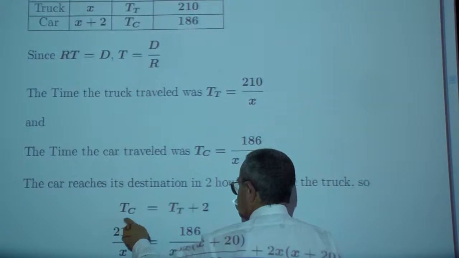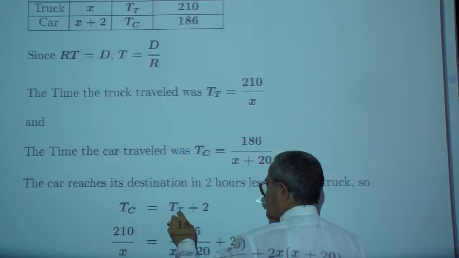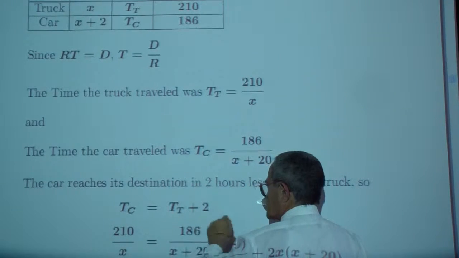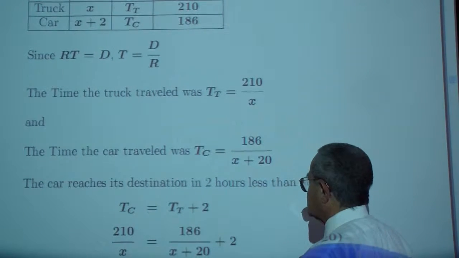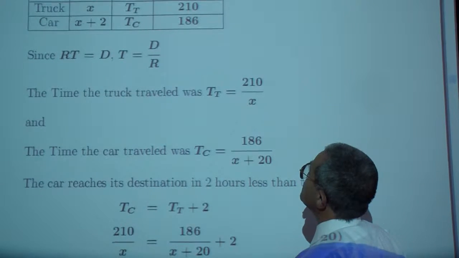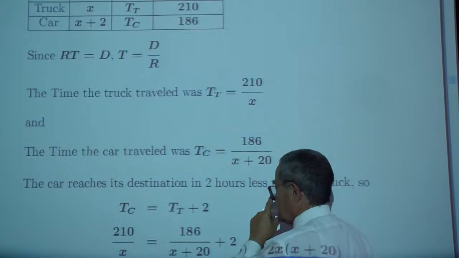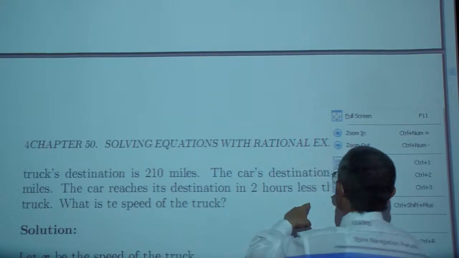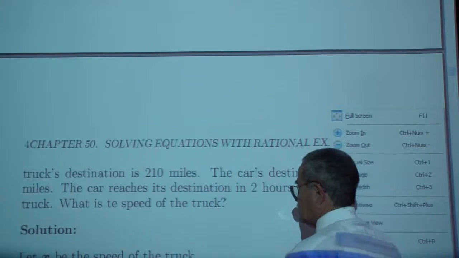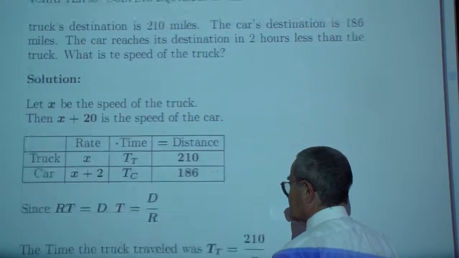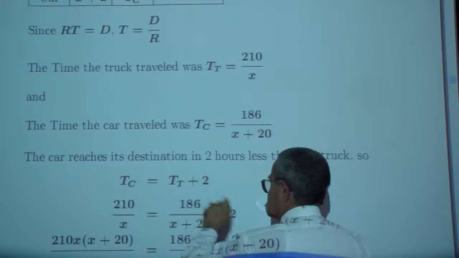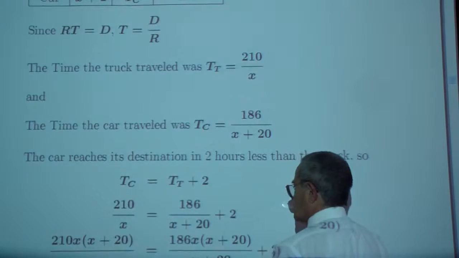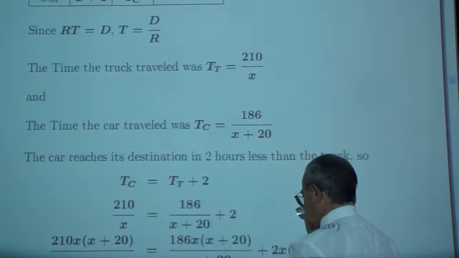So the time of the truck is distance over rate, and the time of the car is the time of the truck plus 2. Now, was it 2 or was it 20? The car traveling distance in 2 hours less. That part is 2. Okay. So there's a 2 here. You plug in distance over rate, distance over rate. The two are equal if you have a 2 on this side.